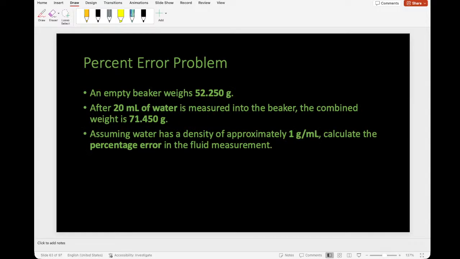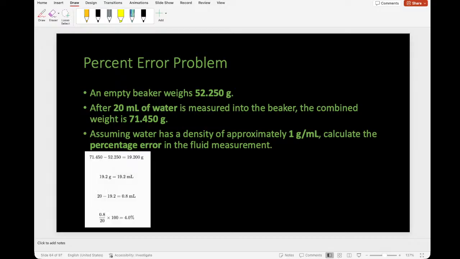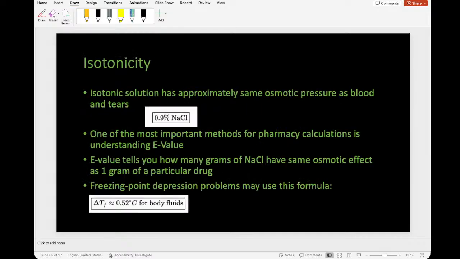The percent error problem, you may see one or two questions on that, or some more questions on this. So this one, you're just calculating the percent error. That's basically all it is. So I'm going to leave this up to you to try to solve that.